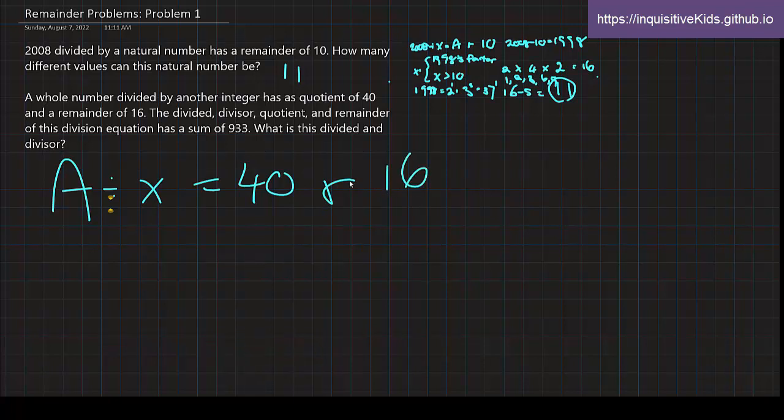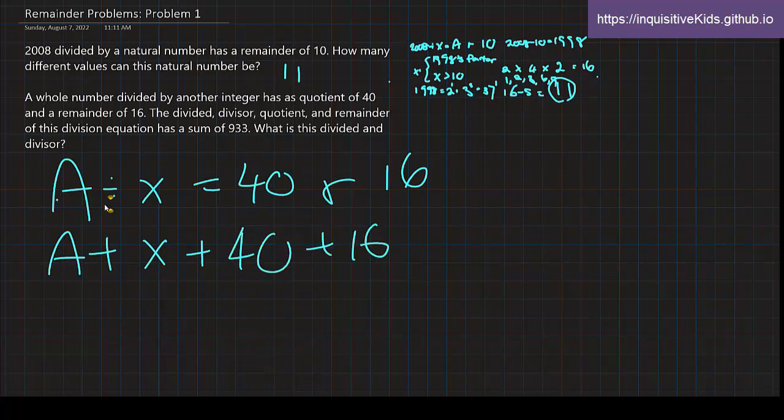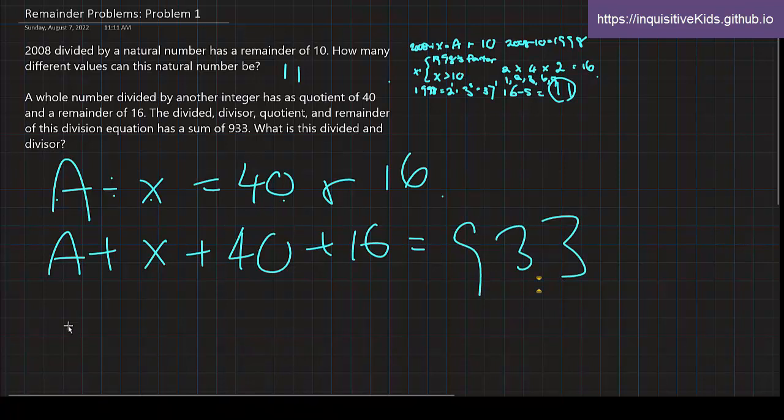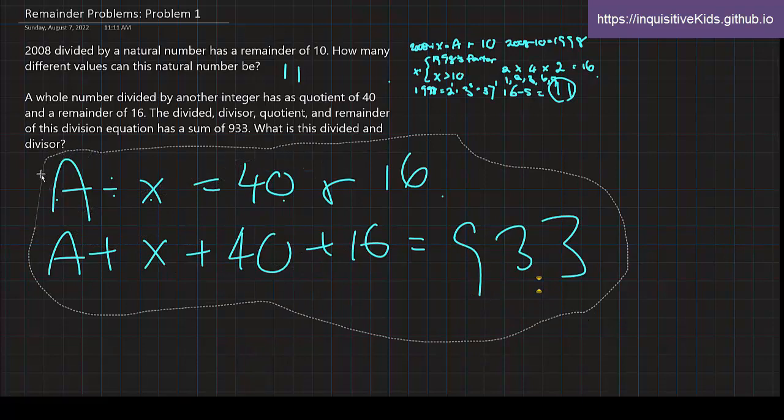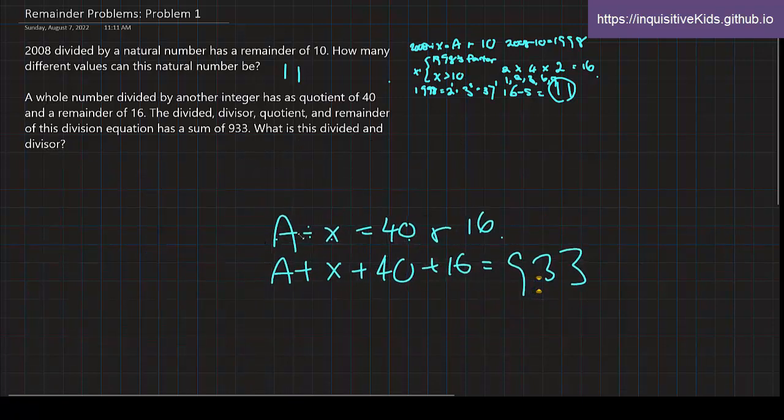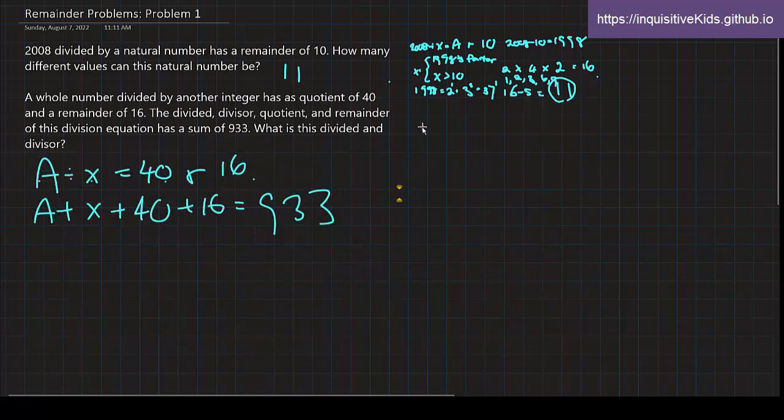And we also know that a plus x plus 40 plus 16, because it says the dividend, the divisor, the quotient, and the remainder all added together has a sum of 933. So these are the two equations we get from the problem. And the question is, what is a and x? What is this dividend and divisor?